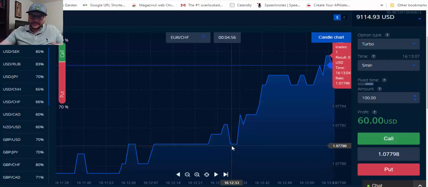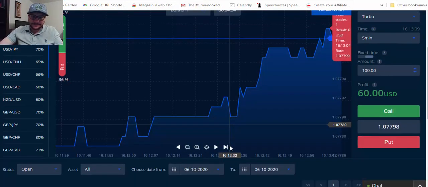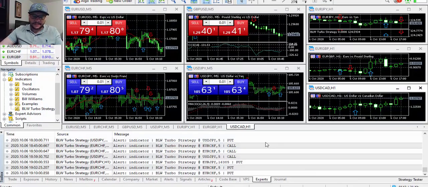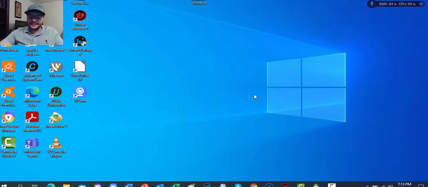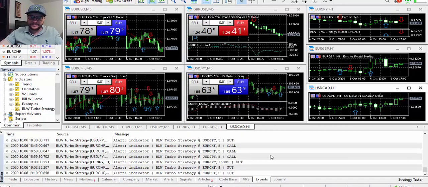All right, so this one, it is out of the money, so it happens. So we will wait for the next signal and we will increase the trading amount. We will place a $300 trade. So let's wait and see the next signal.